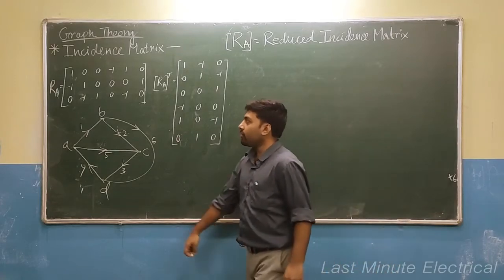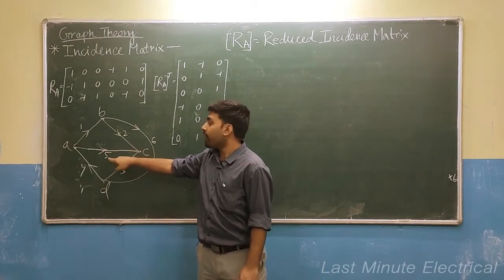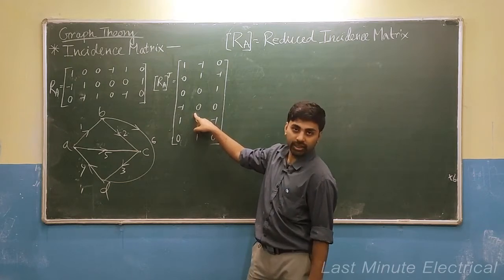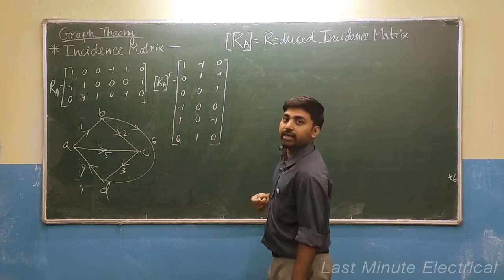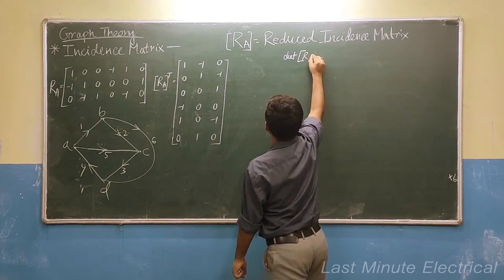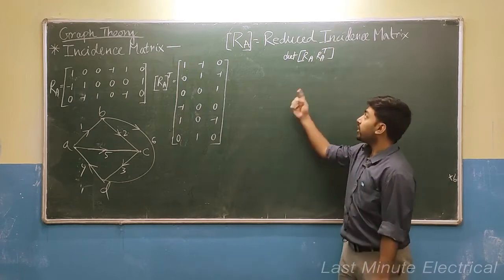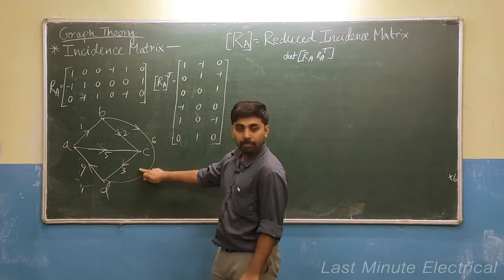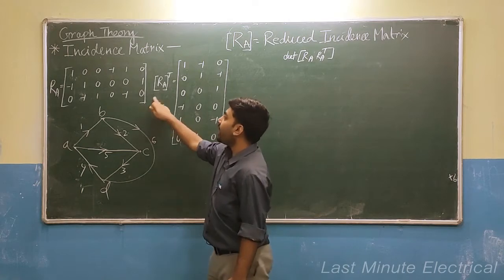Okay. So, I have already constructed this reduced incidence matrix from this graph. You have already seen this, and this is the transpose of this reduced incidence matrix, and the number of possible trees for an incomplete as well as complete graph is the determinant of RA into RA transpose. We know this. So, this formula is applicable for incomplete as well as complete graph. As this is a complete graph, the number of possible trees is 16.